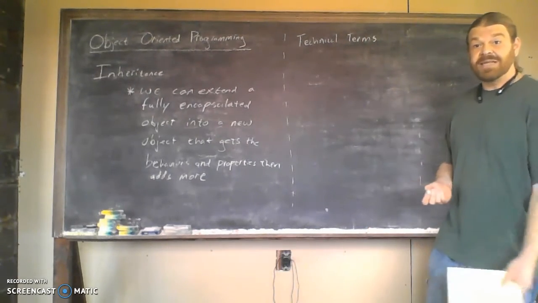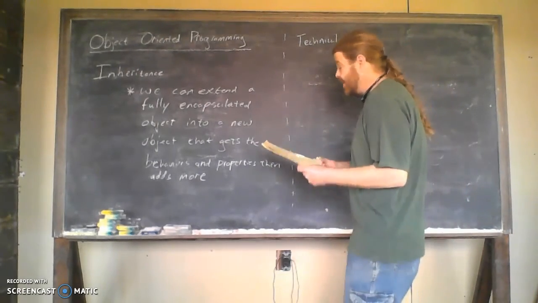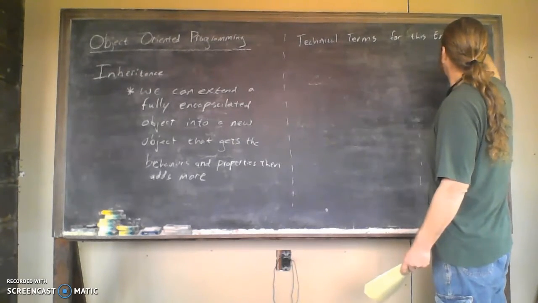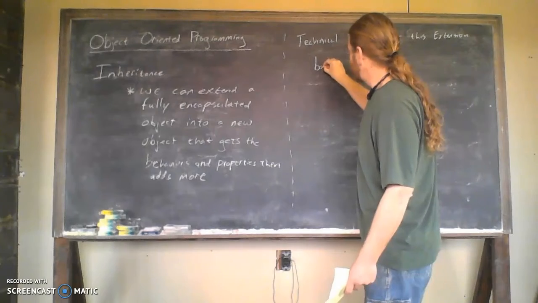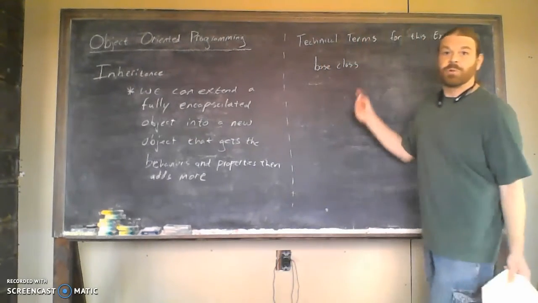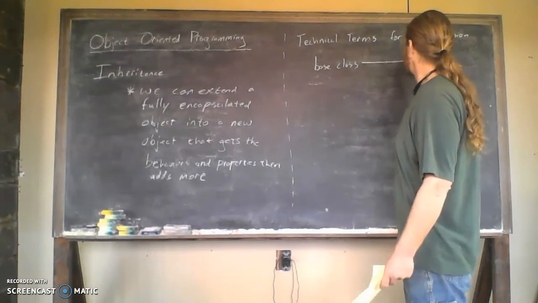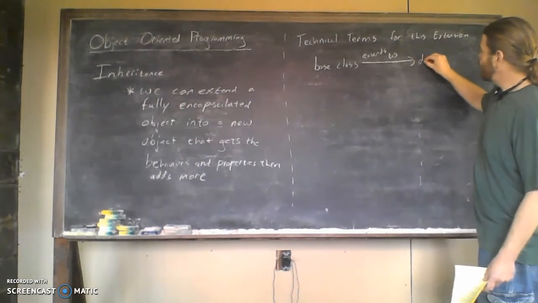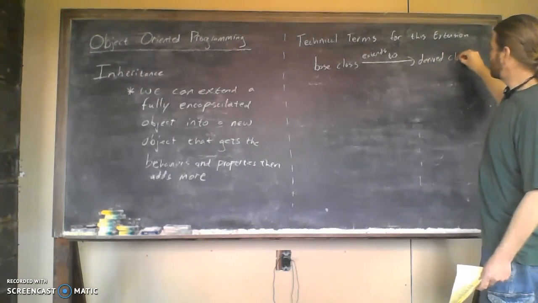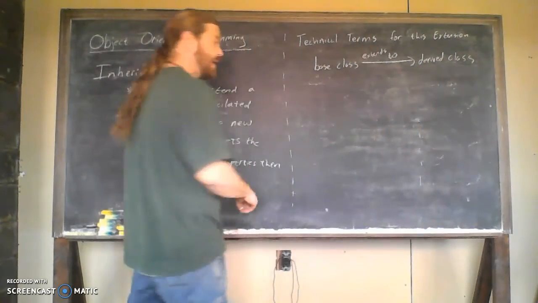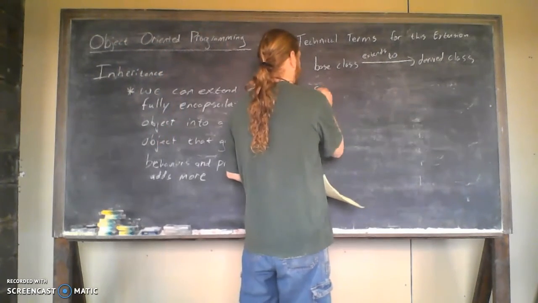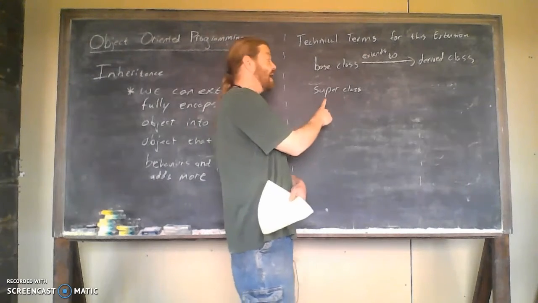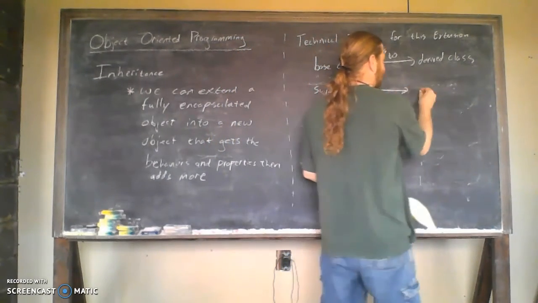And just over the years, there's been different ways developed to say these things. Technical terms for this extension. So we could say a base class, and we'll talk about the word class in a moment. But the base class extends to a derived class. So one of the ways we can say this is a base class extends to a derived class. Another common way of expressing it is going to be superclass. So a superclass extends to make a subclass.